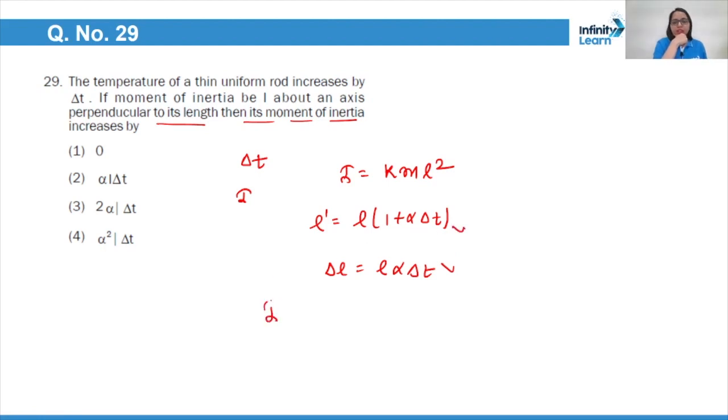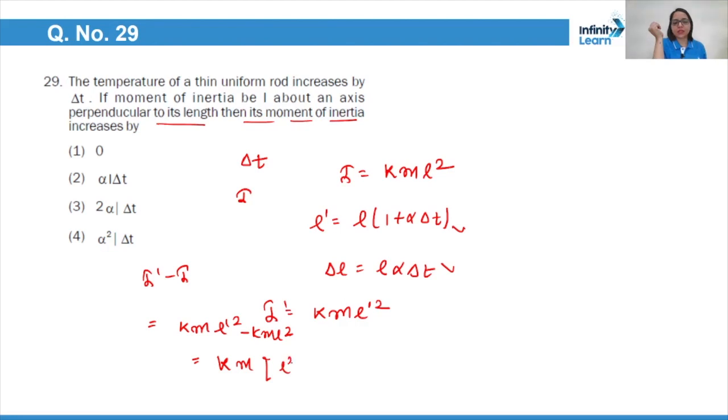Okay, so I dash will be K M L dash square, right? So the increase in moment of inertia will be I dash minus I, which is equal to K M L dash square minus K M L square, which is equal to K M times L dash square, which can be written as L square into 1 plus alpha delta T whole square, minus L square. I'm taking K M outside.